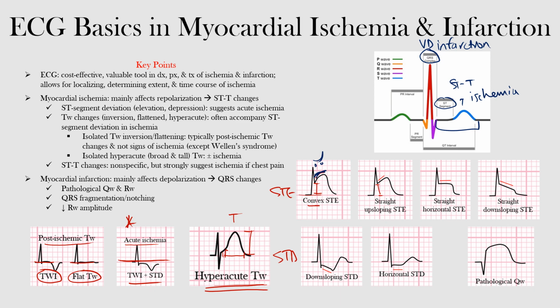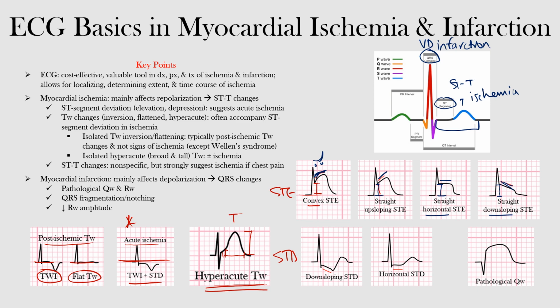And then we have these straight upsloping ST elevation. So again, notice from here we have upsloping ST elevation, it's going upwards. Okay, then we can have straight horizontal, where we have ST elevation, but it's flat there. And then we can have straight downsloping, where again ST elevation, but now it's going down. Okay, all of these are signs of myocardial ischemia.